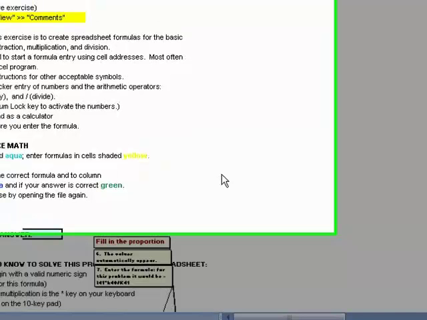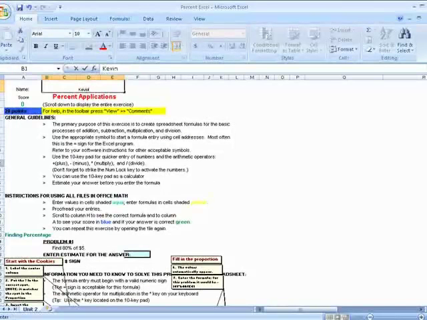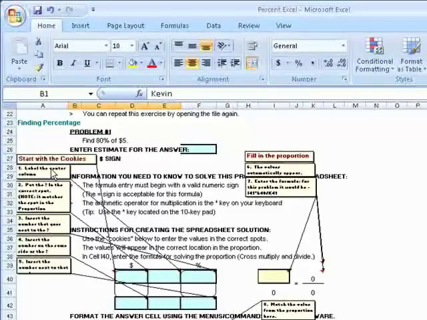All right, this is the percent lab for this lesson. And so what I'd like to do is to show you how it's done. First of all, you put your name in the blank. Then as you go through it, if you notice the directions here say label the center column. Well, let's see what problem 1 says. It says find 80% of $5.